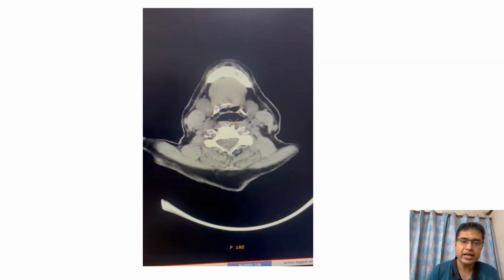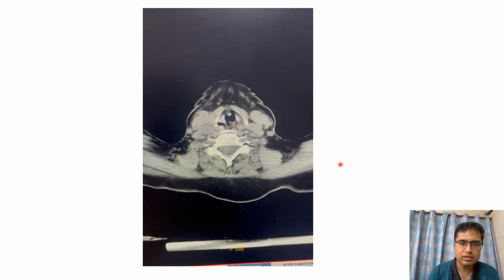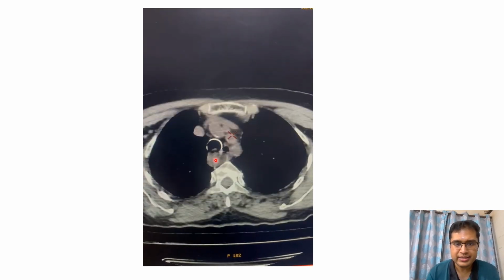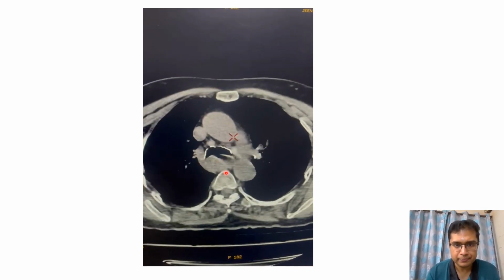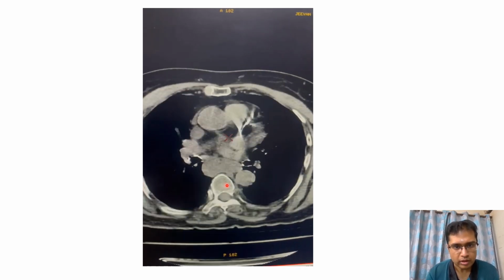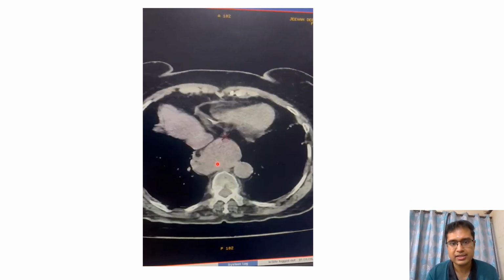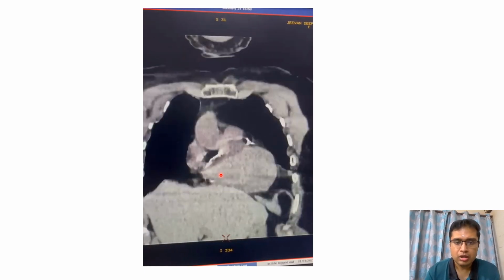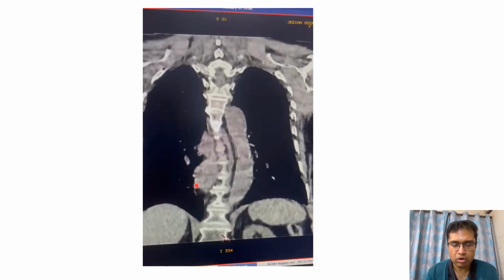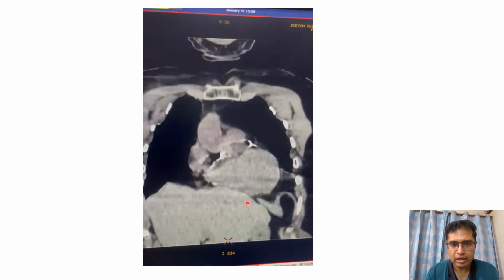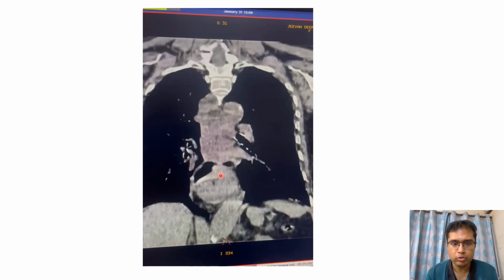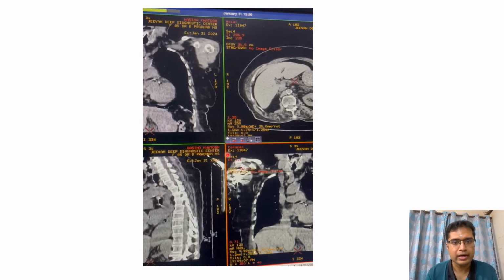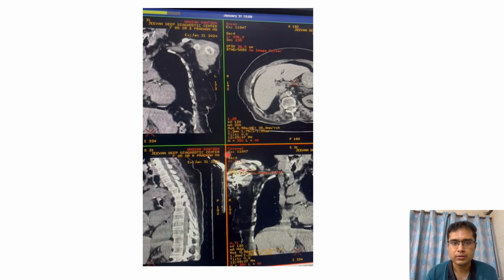So this is the CT scan of this patient. This is the non-contrast axial section from cranial to caudal direction. We can see that the esophagus is dilated, and we can see some part of the stomach within the thoracic cavity along with some mesenteric fat. These are the coronal sections, plain non-contrast CT. We can see some fat along with herniation of the stomach into the thoracic cavity and dilatation of the proximal part of the esophagus.